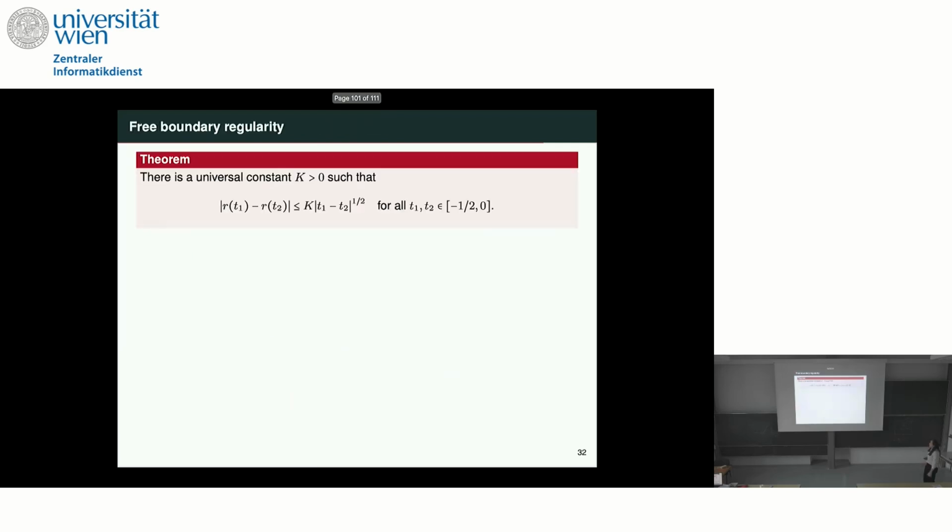And then the last part is, well, what about the regularity of the free boundary? Okay, so we show first that it's a graph, okay, for later times, and the function is C^{1/2}.